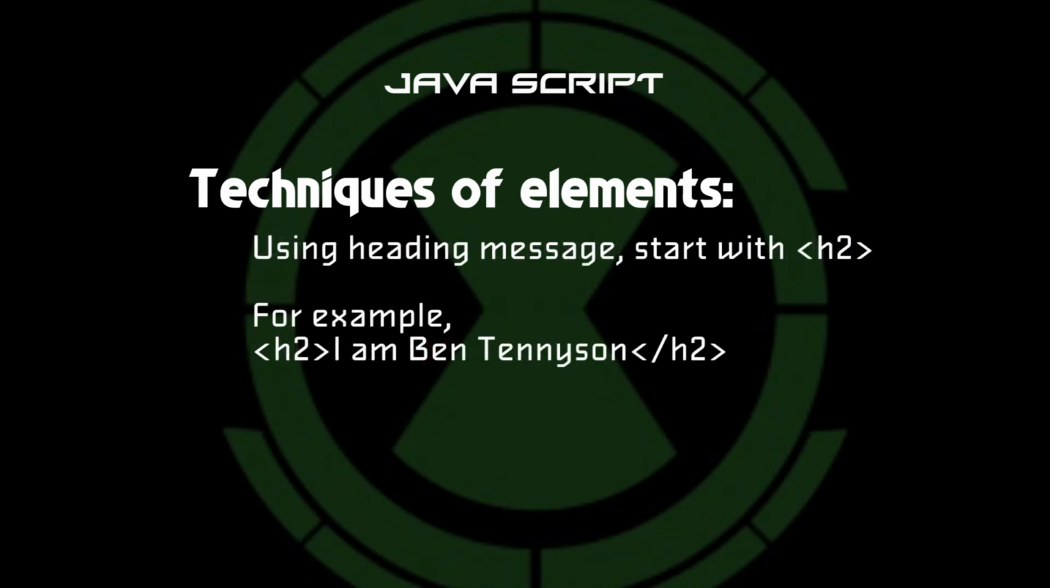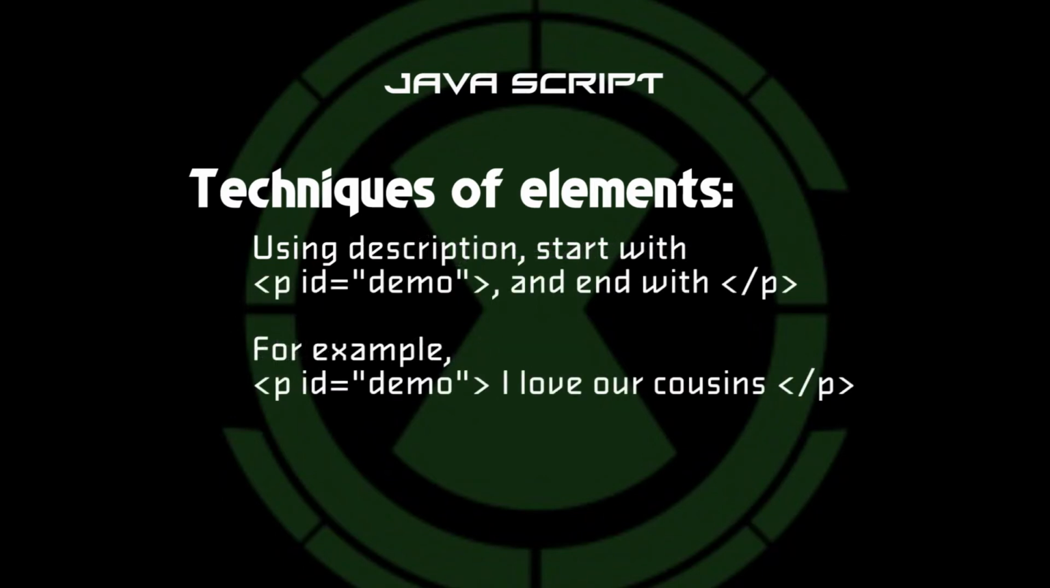Now, in this programming we're working on, take a heading message, say H2, in angled brackets. For example, the message written is, I am Ben Tennyson, and end with /H2 in angled brackets. To start with description, start with P and also write ID = demo in quotation marks. And by ending it, put /P and nothing else in angled brackets. For example, the description says, I love our cousins.